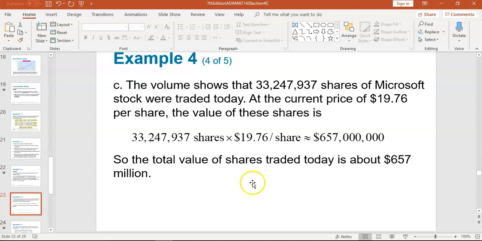So not crazy. The volume of the shares out shows that there are a little over 33 million shares out, each at 19.76. So there's over $650 million worth of shares. That's the shares traded today. Wow.